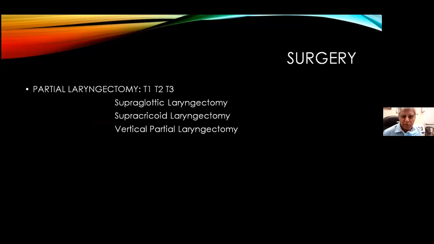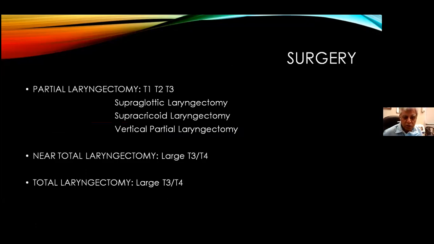So these are various types of partial laryngectomy. I do not want to go into details with you. In advanced stage, you do a near total or total laryngectomy. Again, I don't want to go into details, but this is the procedure in which you leave part of the cricoarytenoid joint and part of the vocal cord, and the patient will have some sort of voice.